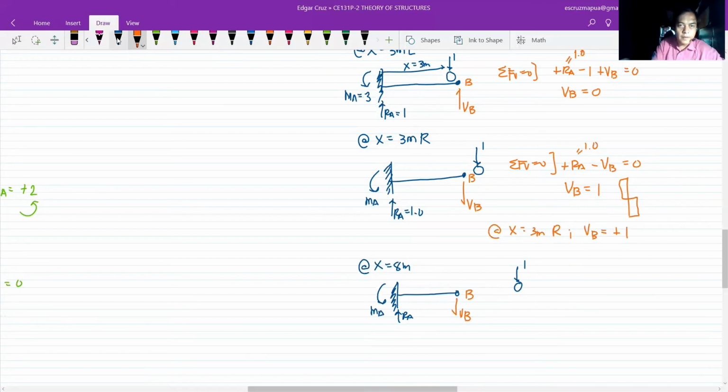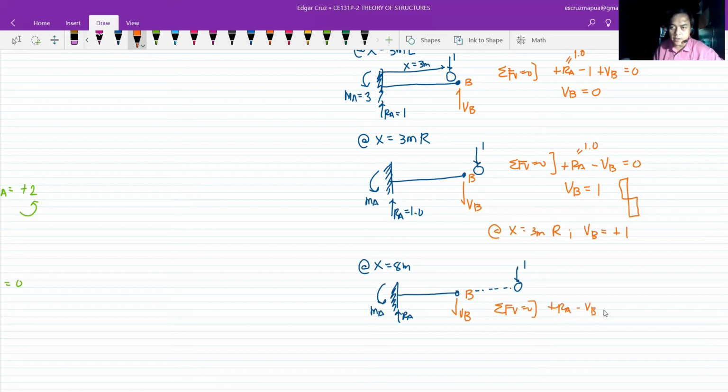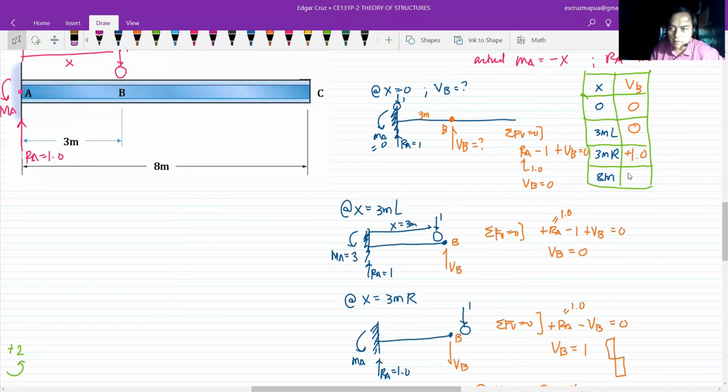Hindi nakasali, no, kasi pagka andun na yung 1 unit load eh. So pagka nag-summation tayo ng forces vertical sa left segment, positive RA, pababa yung shear sa B, wala na, everything equal to 0. E yung RA uli natin is equal to 1. So therefore, ang shear sa B is equal to 1. Okay, so paanong direction ng shear natin? So shear natin sa B is pababa, left segment ng beam. So paganyan. So at x equals 8 meters, ang shear sa B, ang totoong sign niya is clockwise, so positive 1.0. Okay, so going to the table, this is positive 1.0.